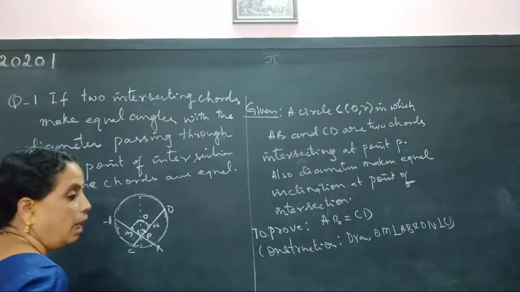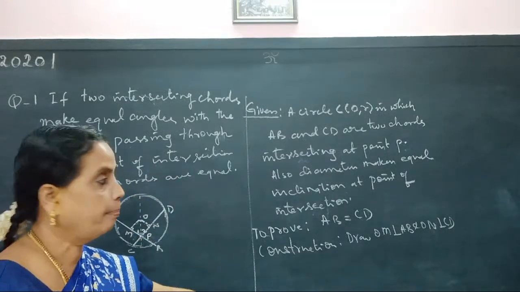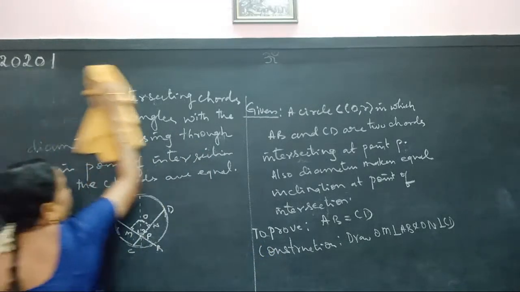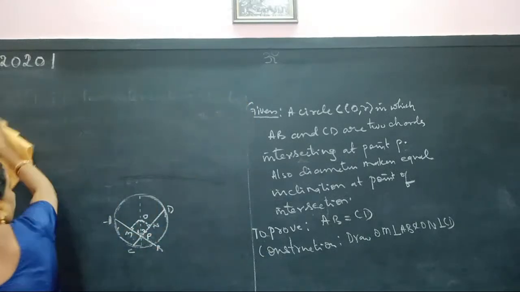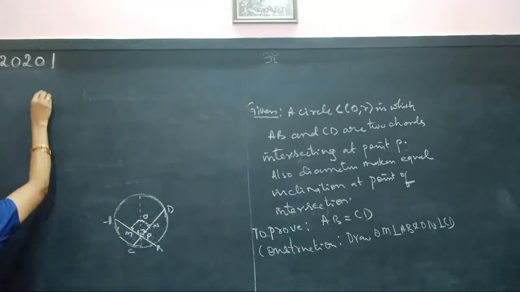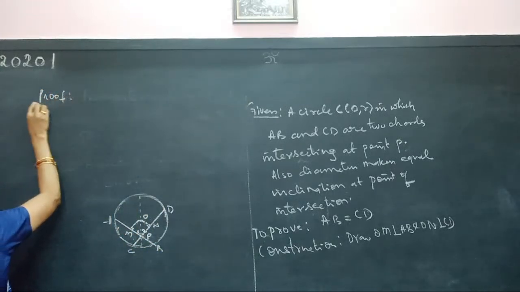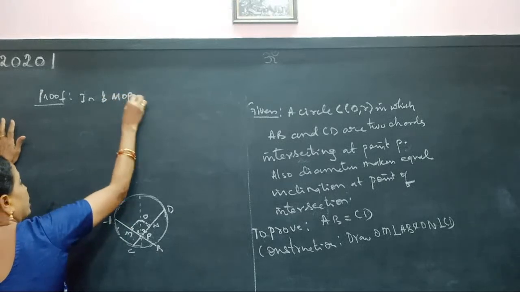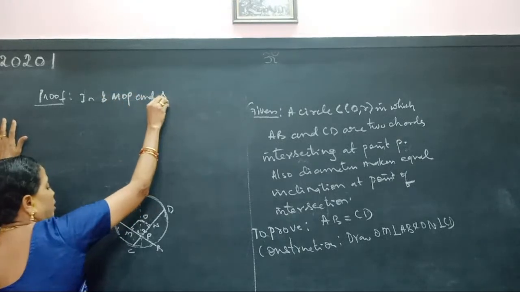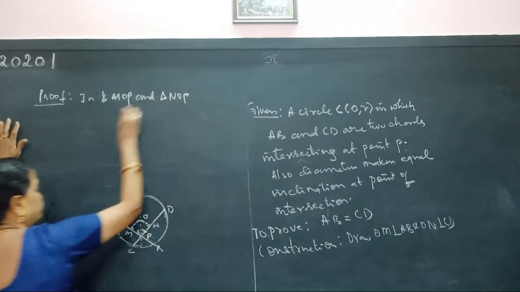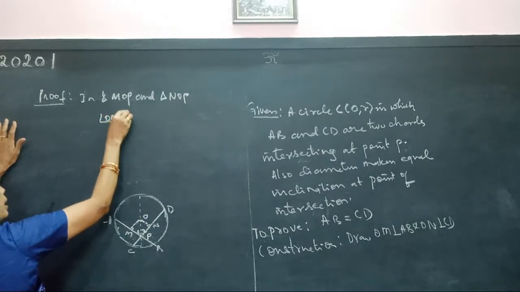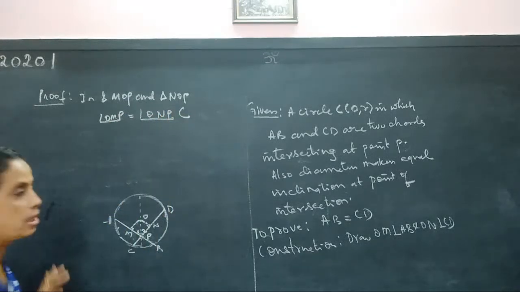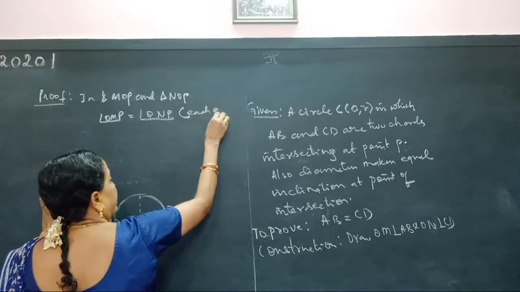So, proof. I will write the proof here because there is no place here. Okay? Because the question you have already taken, I will write the proof here. What is the proof here? Proof. In triangle MOP and triangle NOP, angle OMP equals angle ONP. What is the reason you have to write? Each 90 degrees.